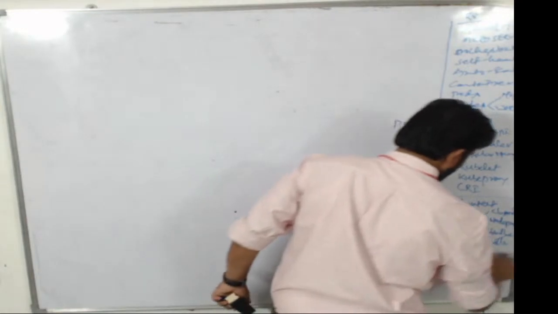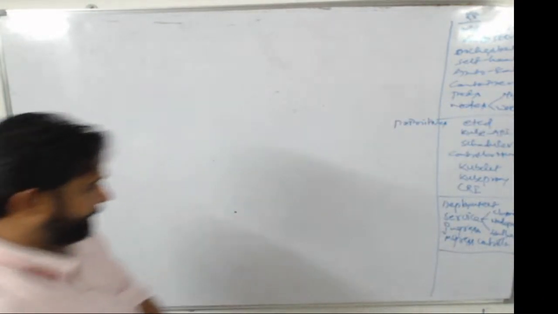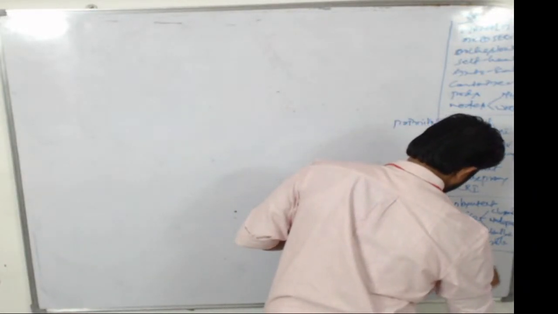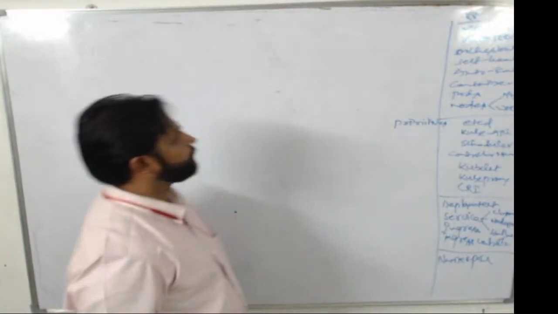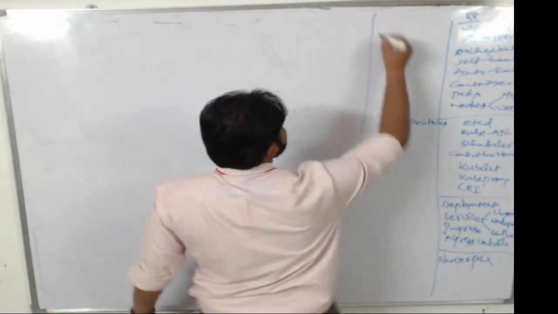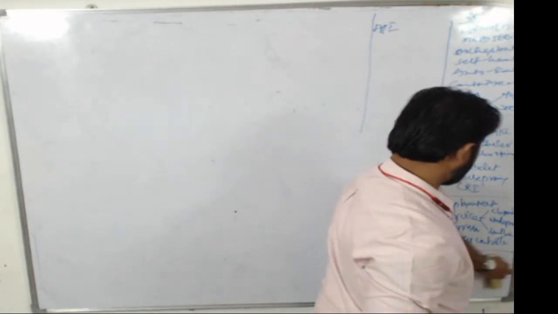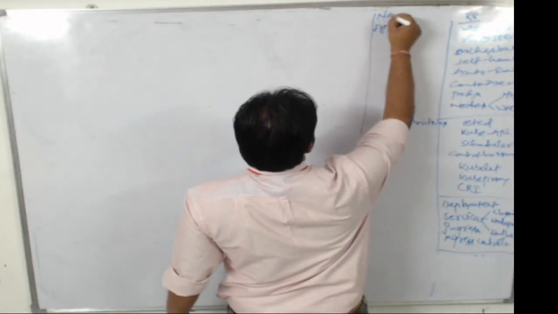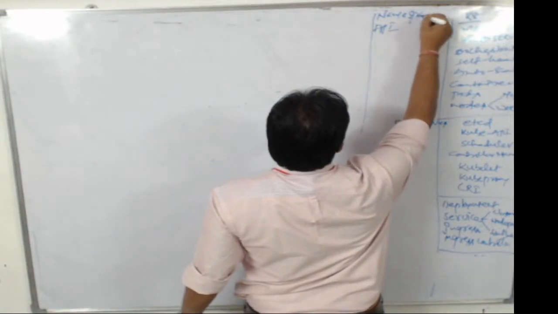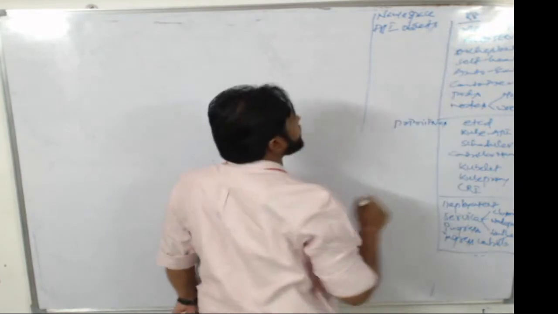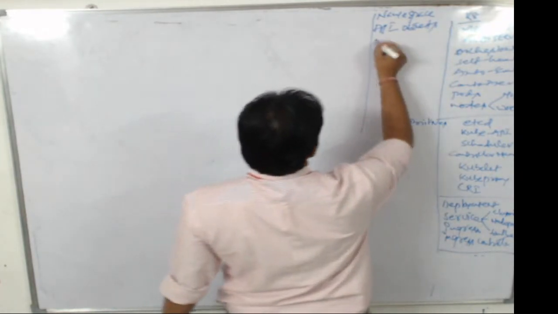Then, what did we add yesterday? Namespace, correct? API object, very good. So I'll write these things here. Namespace, API objects, context, very good.